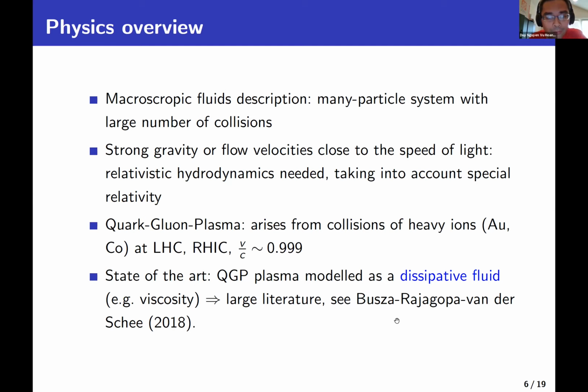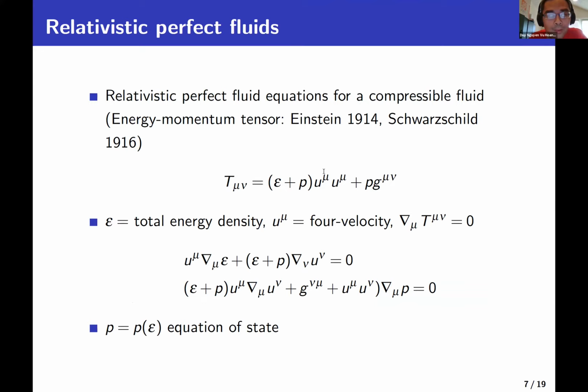So let me show you some of the equations. First, for a relativistic perfect fluid, we have this energy momentum tensor, where epsilon is the total energy density. We have, as usual, the four velocity. And we have, of course, the pressure, which is given from some equation of state. And when you work out the consequence of energy momentum conservation, you get these two equations here. You get the conservation of your total energy, and there's a bracket missing here, and then you get the relativistic Euler equation. And then you try to close that system using your equation of state, which expresses your pressure as a function of your energy.